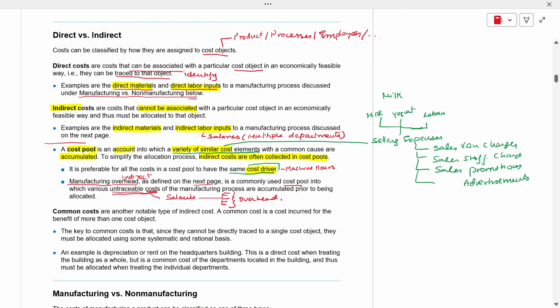Next, there are some costs that will be common costs. Common cost is otherwise called an indirect cost. Whatever indirect cost we have identified that is common, you cannot allocate it to a particular product, service, or process. It is allocated everywhere. A common cost is a cost incurred for benefiting more than one cost object.